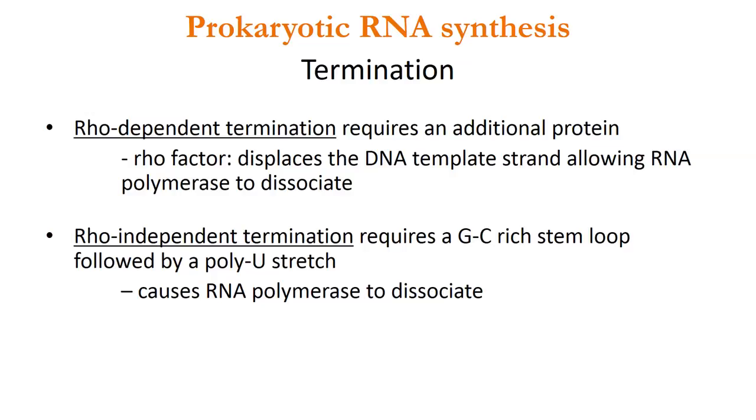Not that I'm encouraging you to put anything on the train tracks, but then we have a different version, rho-independent termination. This one's quite a bit different. What happens here is we have a GC-rich stem loop followed by a poly-U stretch. So this is in the messenger RNA itself.